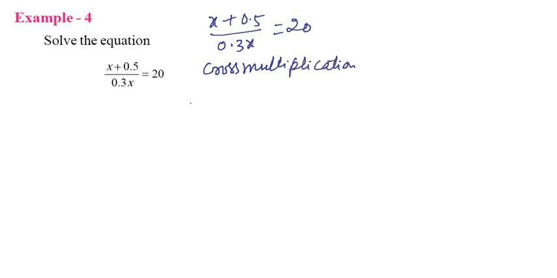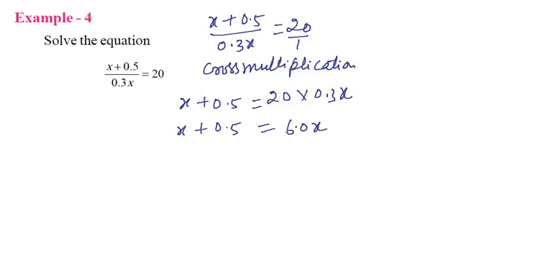So what will happen? So x plus 0.5 upon 1, you can see here, is equal to 20 into 0.3 of x. So x plus 0.5, now multiply 20 times 3, that is 60. So you can write 6.0 of x.